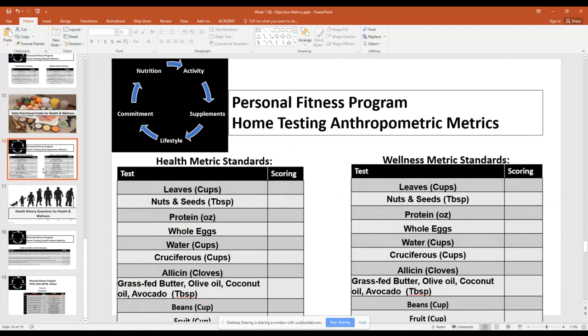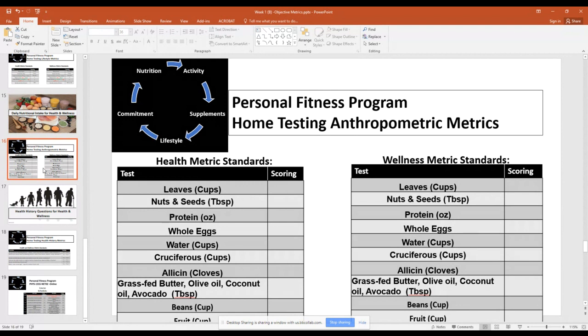So leaves, and again, leaves are dark leaves, not just iceberg lettuce, right? We can count romaine lettuce, but romaine lettuce, spinach, kale, Swiss chard, collard greens, turnip greens, these kinds of things, parsley, arugula. How much of that do you eat per day?